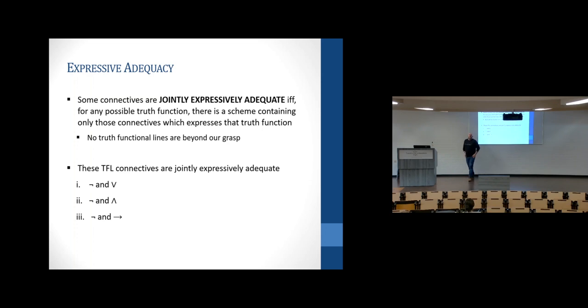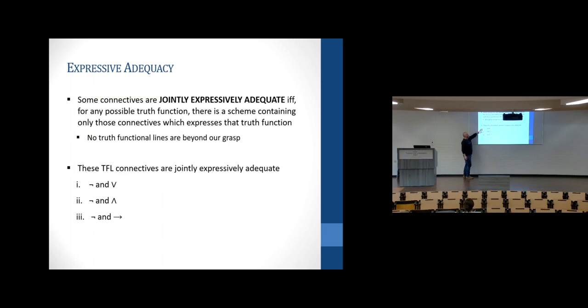So you can kind of think about it this way. We're going to build a language that captures every possible truth functional connective. What are the ones we actually have to have? Do we need to have a new connective for every possible truth function? Or could we somehow recapture them using simpler ones? Or put another way, no truth functional line is going to be beyond the grasp of a jointly expressively adequate collection of truth functional connectives.